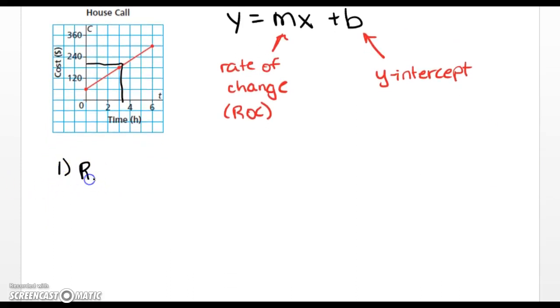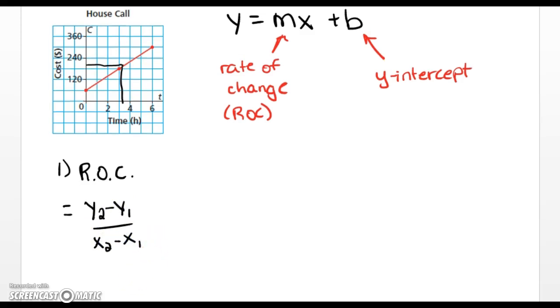So number one, your rate of change. To find your rate of change, we do have an equation for that, and that is equal to (y2 minus y1) over (x2 minus x1). Then we're going to use our graph to find two coordinates so we can use them in our rate of change formula. Make sure you choose some nice values where you don't have to estimate. Our first one here would be (0, 60). And then another nice coordinate along that line would be this value right here, which is (3, 180).